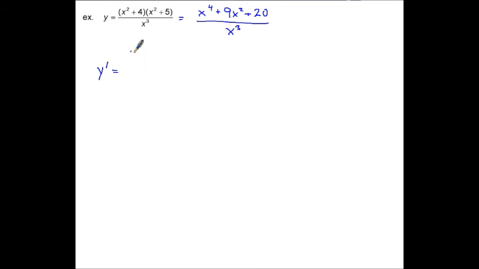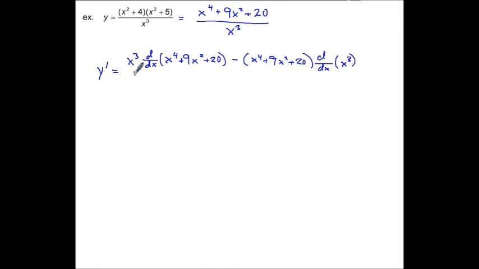Alright, so again, denominator first, x to the third, and then I'm going to take the derivative of the numerator, which again I'm going to go with my simplified version of the numerator, just because it's easier to work with. X to the fourth plus 9x squared plus 20. Okay, and then again minus, and you just kind of change the order of things, keep the original numerator, x to the fourth plus 9x squared plus 20. And then now I'm going to take the derivative with respect to x of my denominator, which is x to the third, and that's all over my x to the third, my original denominator, squared.